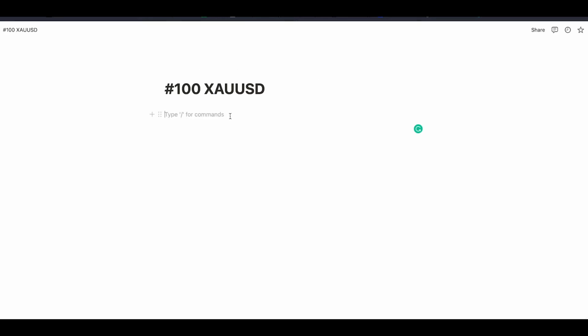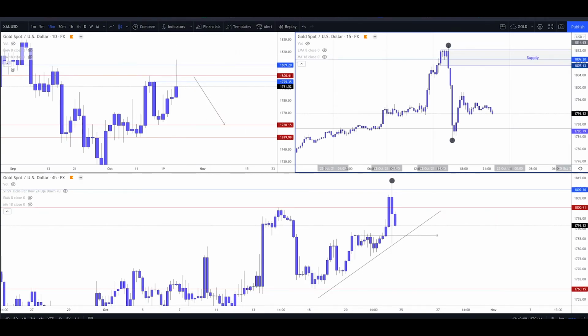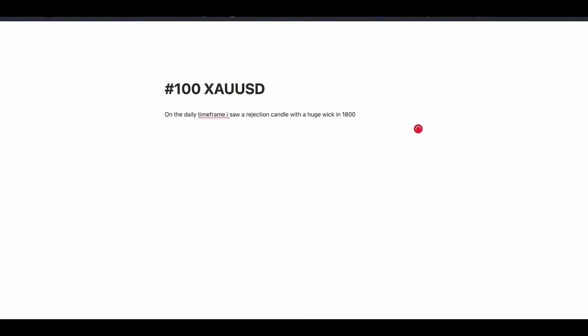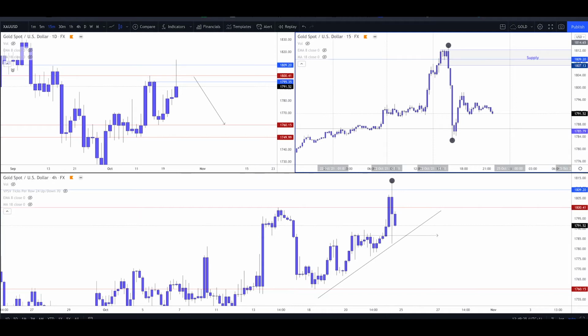What I will type in right now is exactly what I see. So it will be basically like this. On the daily time frame, I saw a rejection candle with a huge wick. Let's head over to gold back again. In 1800, which is a psychological level.